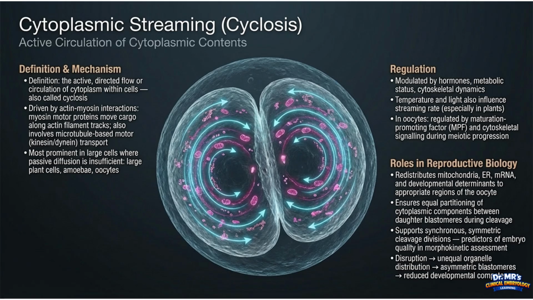Disruption of cytoplasmic streaming through cytoskeletal toxins, temperature extremes, or abnormal cytoskeletal organization leads to unequal organelle distribution between blastomeres. One blastomere ends up mitochondria-rich and energetically capable, the other depleted and compromised. The asymmetric blastomere sizes and cytoplasmic fragmentation we observe in poor-quality embryos are, in part, the morphological signatures of disrupted streaming. This is not merely academic. It is one more reason why precise temperature control, careful handling, and minimization of cytoskeletal stress throughout our laboratory procedures directly translates to embryo quality.